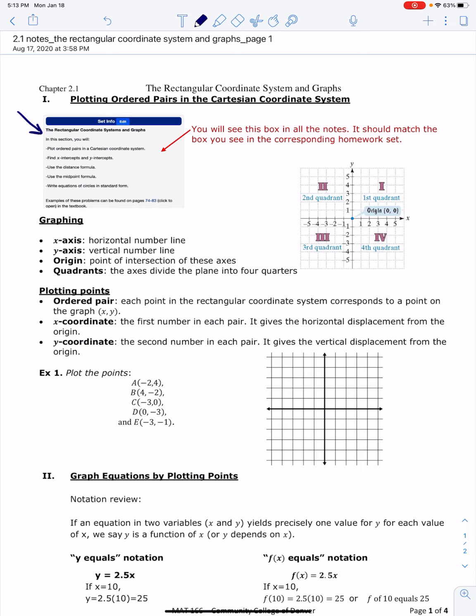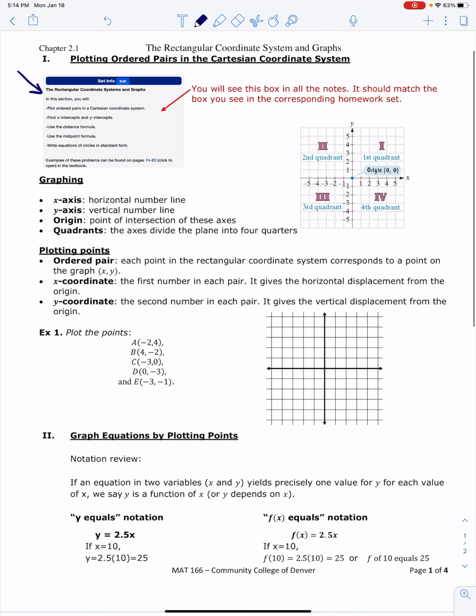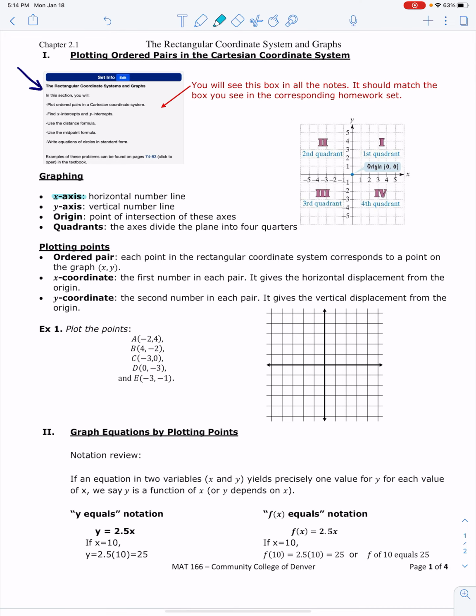This is the box that was cut right out of the homework. This should match the homework for this section. Okay. Some of the notes are super organized and those objectives are listed within the notes. Sometimes they're not. This one's fairly straightforward, so we're not going to worry about that.